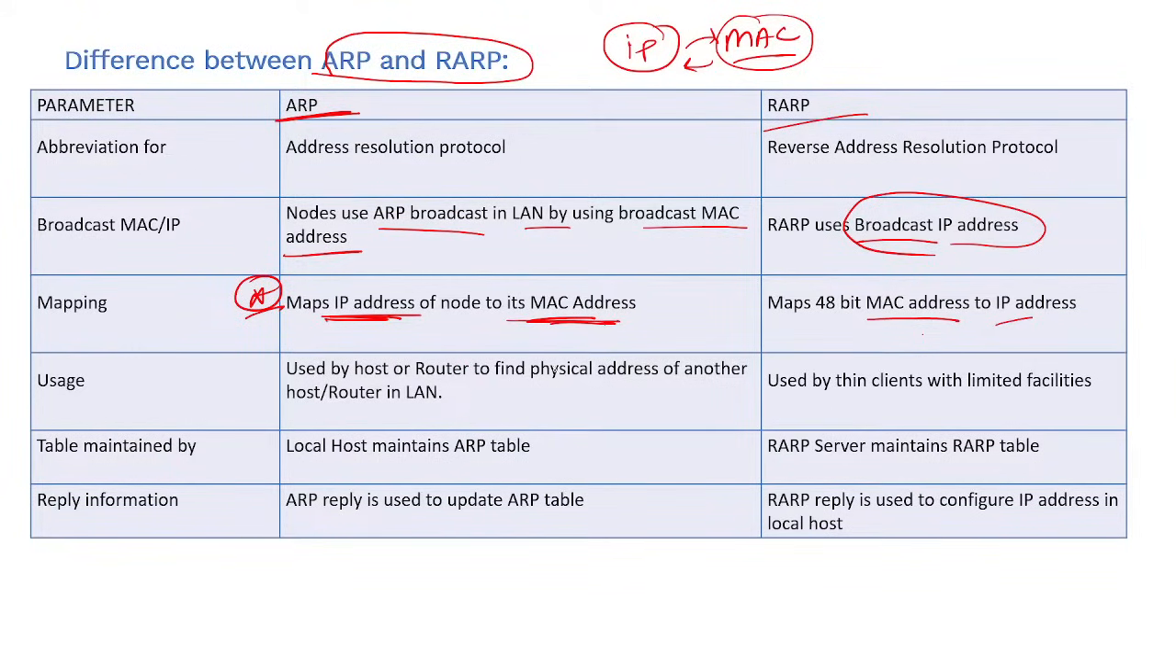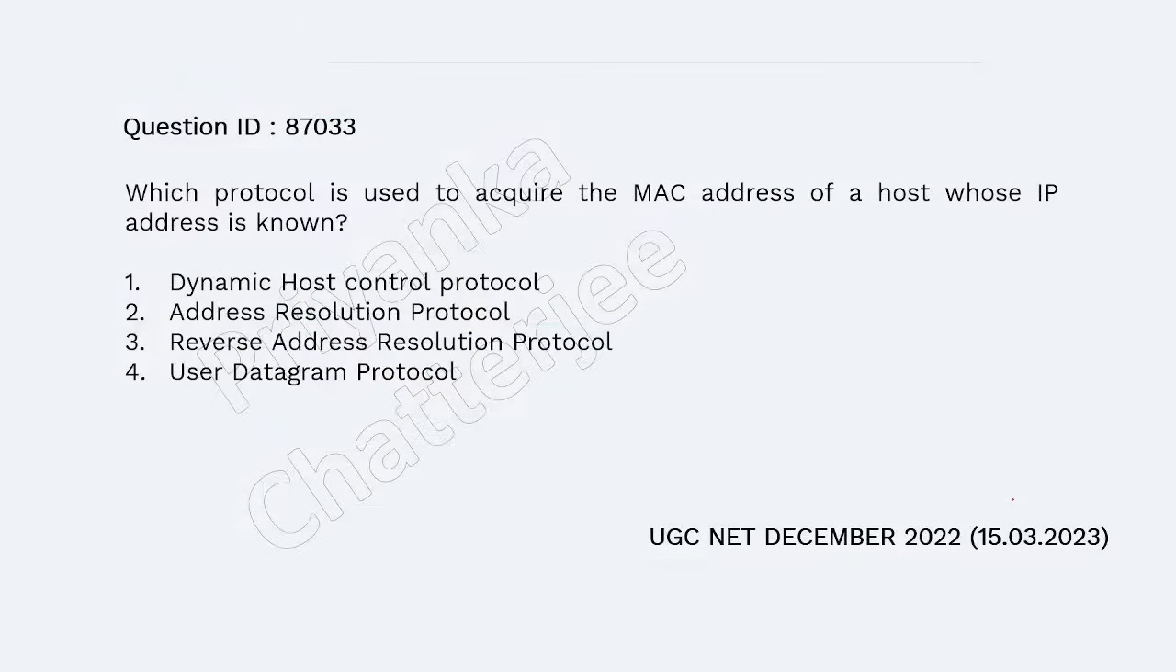The host or router uses physical addressing, and the local host maintains the ARP table. The RARP server maintains the RARP table. Because when I am getting MAC from IP, the local table is okay. But here it is MAC to IP, that's why a server is required. The ARP reply updates the ARP table. The RARP reply gives the configured IP address.